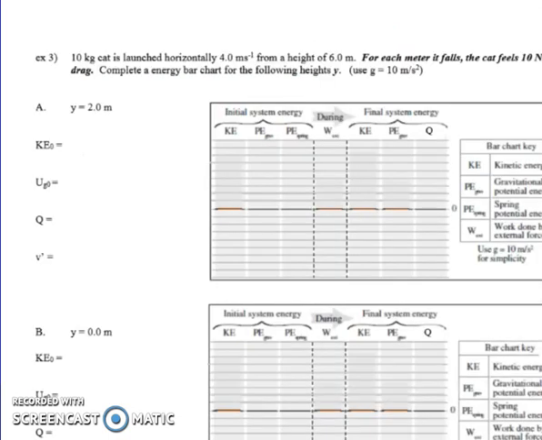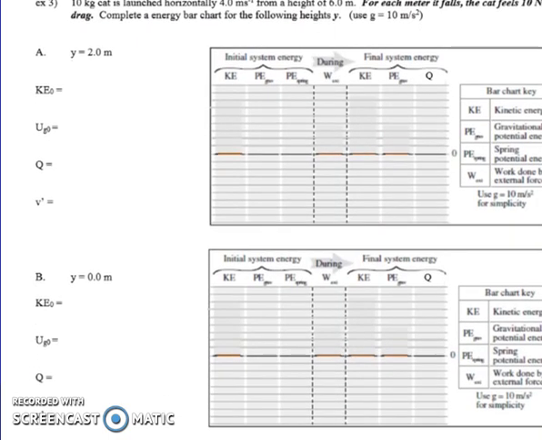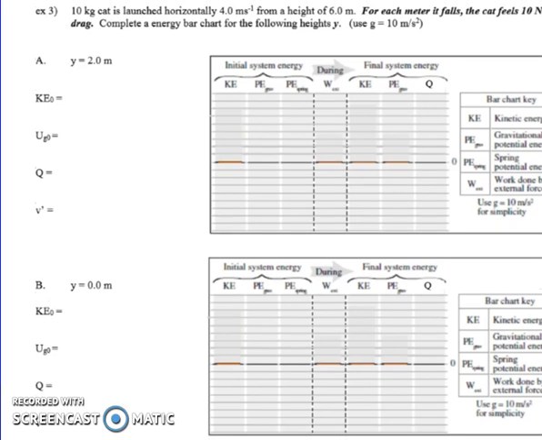Okay, so I'm going to alter this a little bit because when I looked at it more closely, there were a few labels on the left that I didn't like, but not a big deal. Okay, so we got numbers here. We have a 10 kilogram cat launched horizontally at a certain speed from a certain height. And then you're told for each meter it falls, so it's going to be in free fall, it will feel 10 newtons of drag. Okay, that's important. So there's, if you will, a force of friction. Okay, so complete the energy bar chart for the following.